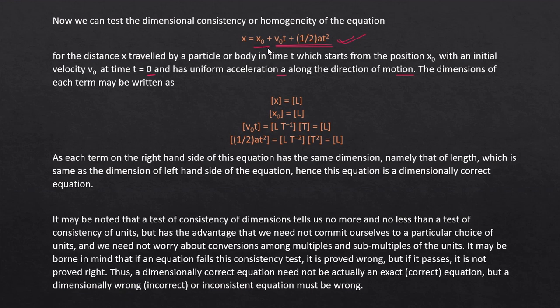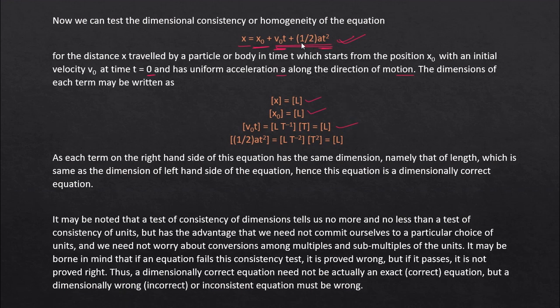To check whether this formula is dimensionally correct or not, let's see. What is the dimension of x? Since this is length, the dimension will be L. What is the dimension of x0? It is also L. What is the dimension of v0 t? For v0 it's LT^-1, and for the time it's T. So when you multiply it, you get L. It is also fine.